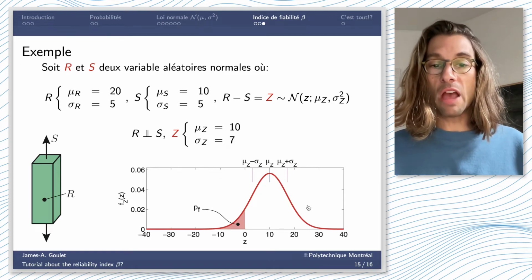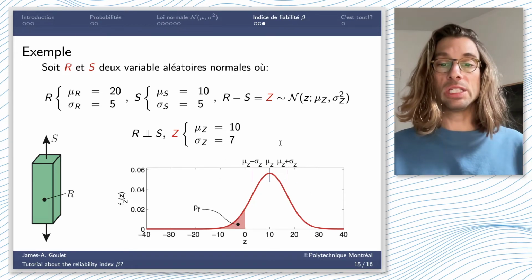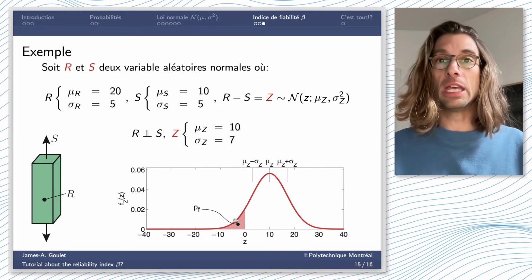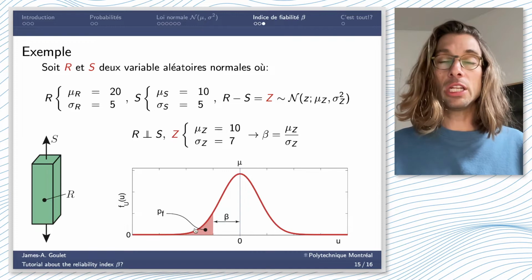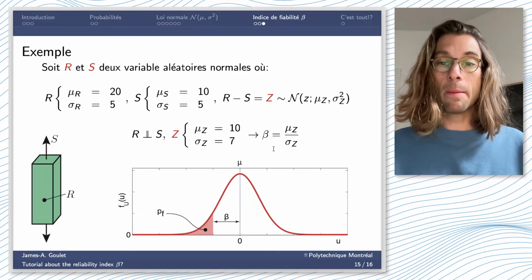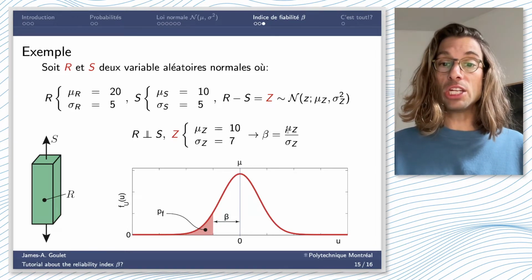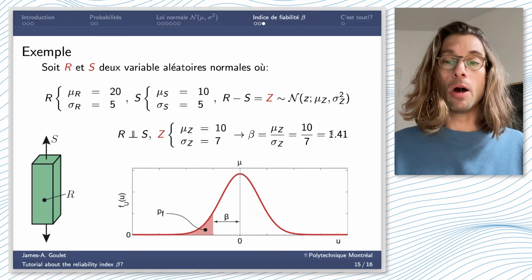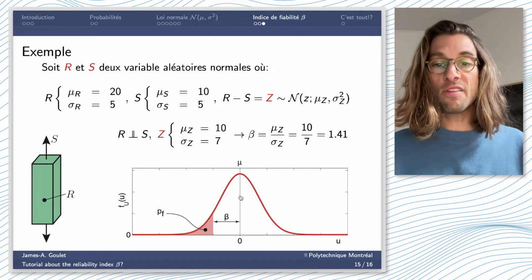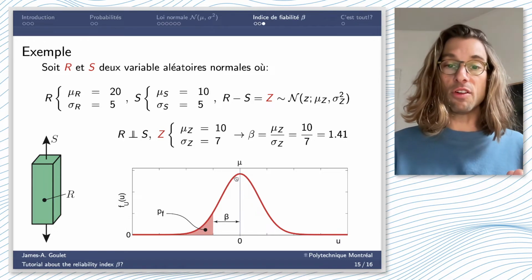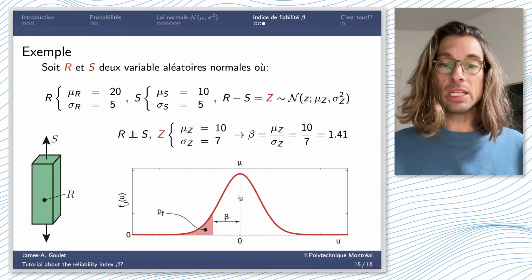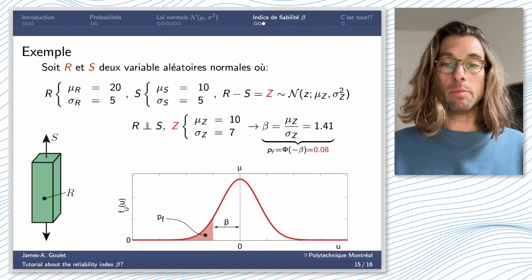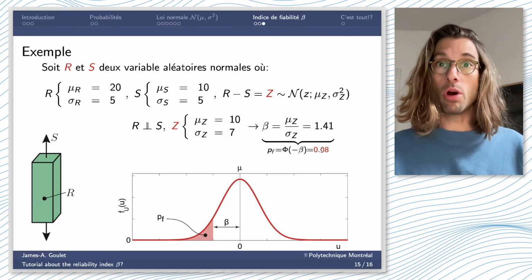We can represent graphically what this PDF for Z looks like. The failure probability is the area in red here. We can calculate it in the standard normal space by calculating our beta as the ratio of mu Z over sigma Z, these two quantities here, which gives 1.41. If we evaluate the CDF of a standard normal random variable at a distance minus 1.41 from the origin, the result is going to be PF, in this case, 0.08.